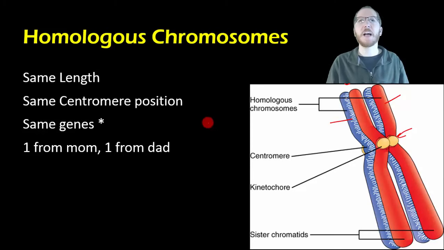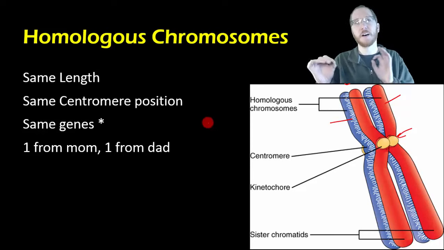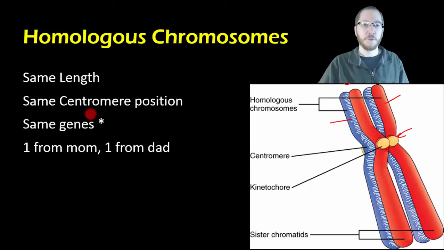If one of them has eye color, the other one will also have a gene for eye color, but they don't have to code for the exact same color of eye color. And you'll see once again, one will be from mom, one will be from dad. This is why we have two sets. So one will be from mom's set, one will be from dad's set.